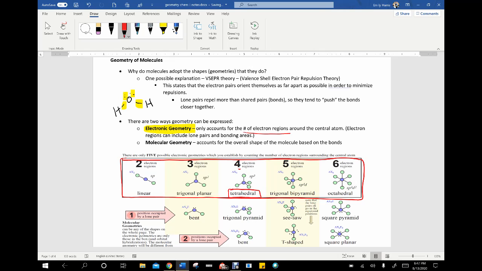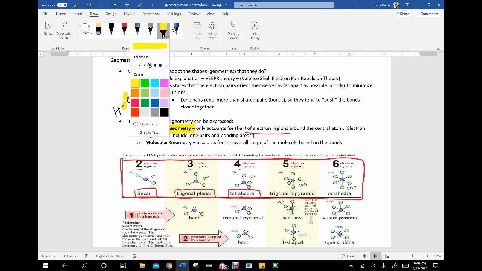If you were to have 3 electron regions around the atom, again, that could be just bonds, that could be bonds and lone pairs, then your electronic geometry is trigonal planar. If you have just 2 electron regions, your electronic geometry is linear. Okay? Now, what we oftentimes end up spending more time on in organic chemistry is what's called the molecular geometry.